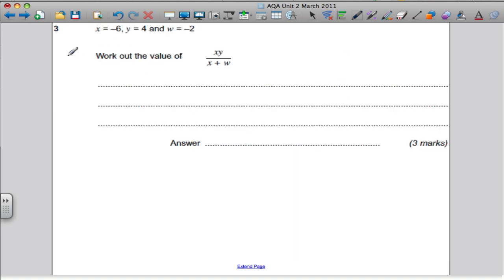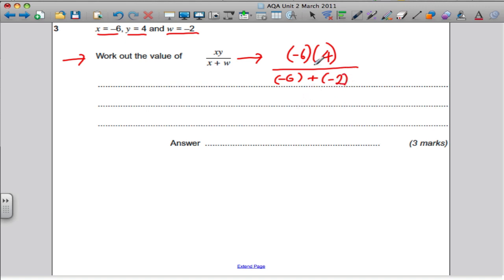Question 3. Work out the value of the following given that x is negative 6, y is 4, and w is negative 2. All you've got to do is substitute in here using brackets and being very careful when you do so. Let's substitute in. X is negative 6, put that in brackets. Y is 4, put that in brackets. Divided by x, which is negative 6, plus w, which is negative 2. Now just work it out.